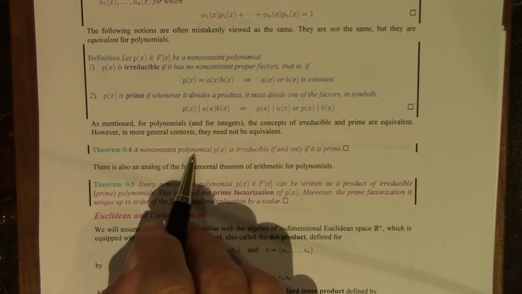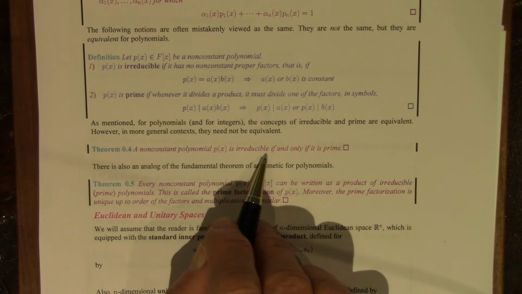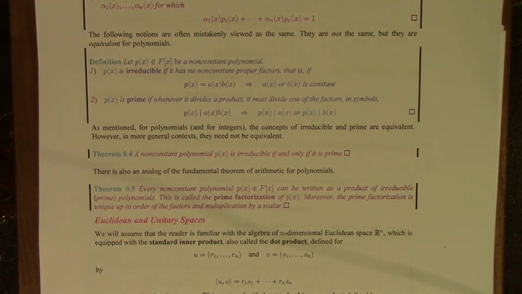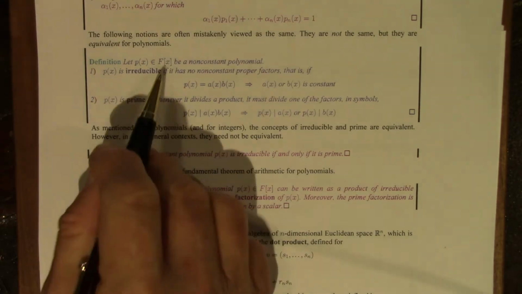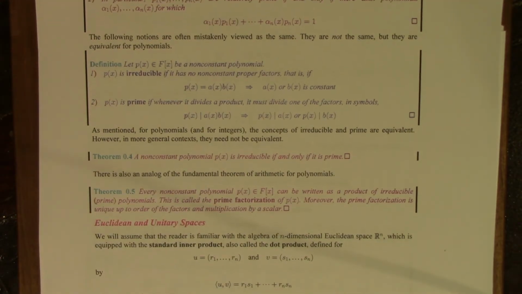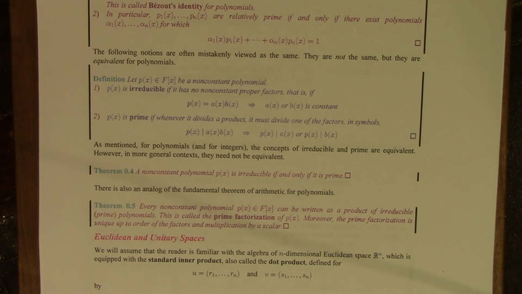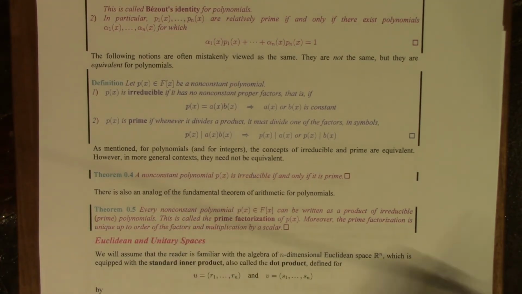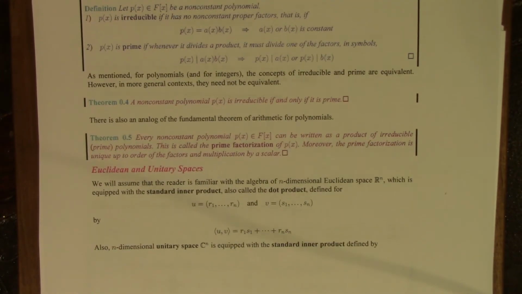But for polynomials, a polynomial is irreducible if and only if it's prime. And so there are students who often think that these are, in fact, synonyms, irreducible and prime, when they are not. They are totally different. For integers, they have the analogous definitions, and the same fact. An integer is irreducible if and only if it's prime.